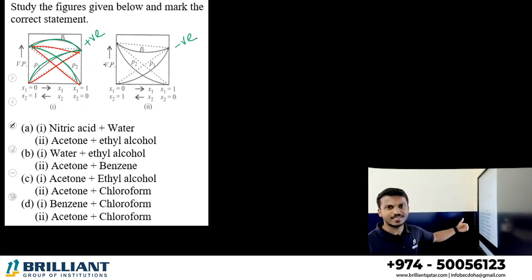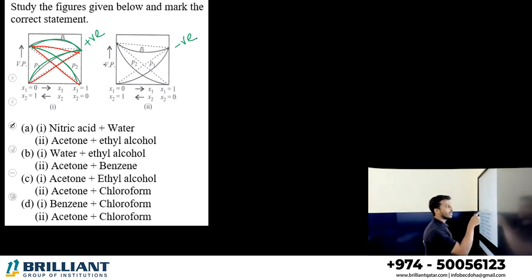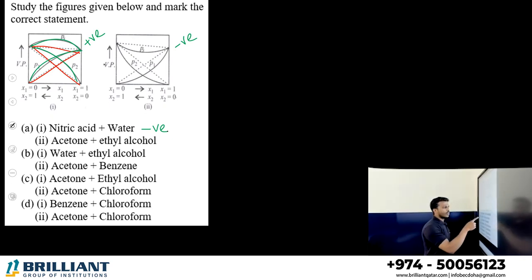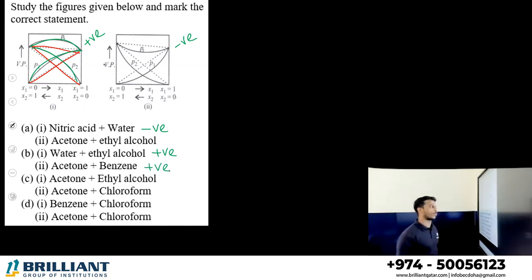They are indirectly asking you which pair is matching with that. Yes, student, nitric acid and water we studied under negative deviation. So this is not possible because the first graph should be a positive deviation example. Water with ethanol we studied for positive deviation. Acetone with benzene also we studied under positive deviation. So not possible.